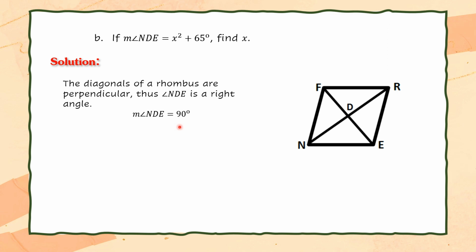Now, to find x, we are going to substitute the measure of angle NDE on the left side of the equation by our given. So it will become x squared plus 65 degrees is equal to 90 degrees. Next, transpose 65 degrees to the other side of the equation. So remember that in transposing, you need to change the sign. So from positive 65, it will become negative 65. So our equation now will be x squared is equal to 90 degrees minus 65. Now, solving that, we will have x squared is equal to 25 degrees. Next, get the square root of both sides of the equation to get the value of x. So, getting the square root of both sides, the value of x now will be positive 5 or negative 5.